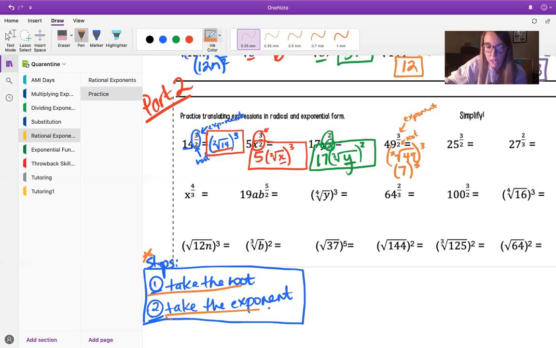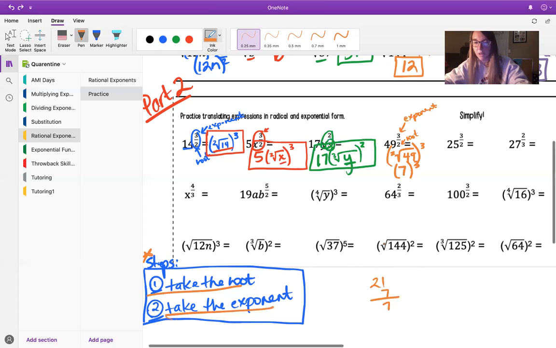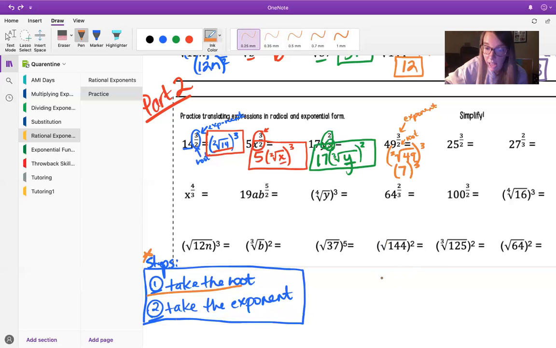All right, then we're going to take the exponent. 7 cubed. 7 times 7 is 21. 21 times 7 is 147. I did something. Nope, backwards. 7 times 7 is 49. 49 times 7 is 343. Yep.